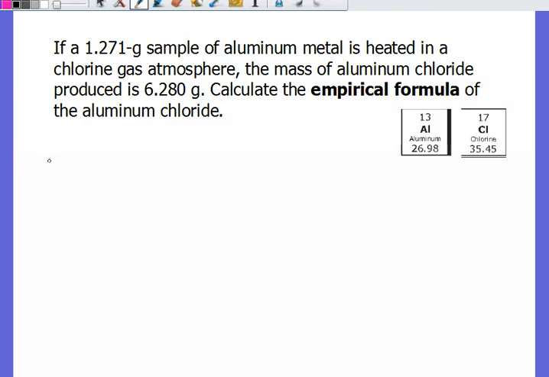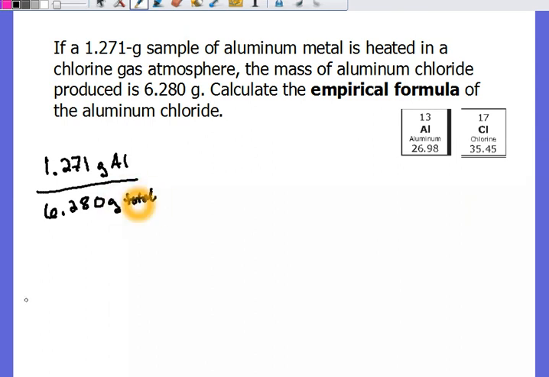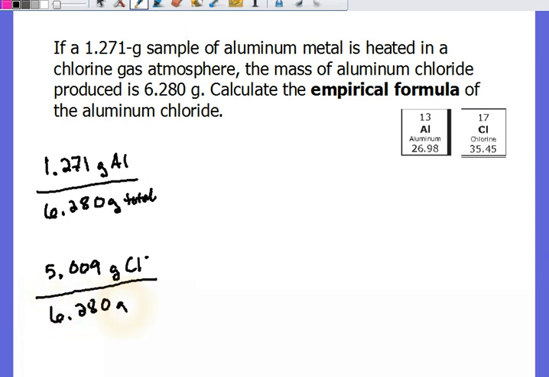So if you know that you have 1.271 grams of aluminum in a sample of 6.280 grams total for your aluminum chloride, so this is your total mass, and then if you subtract the aluminum out of it, you get 5.009 grams of Cl out of your 6.280 grams total.